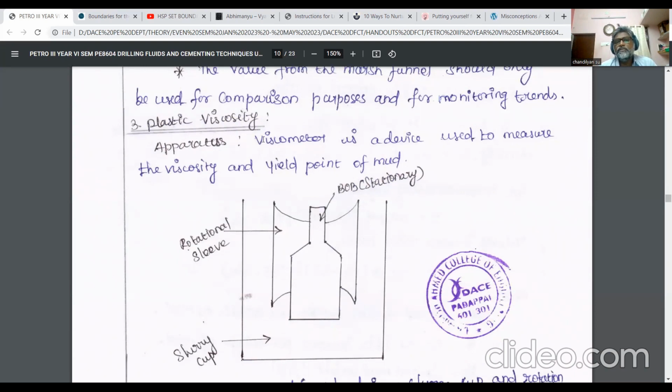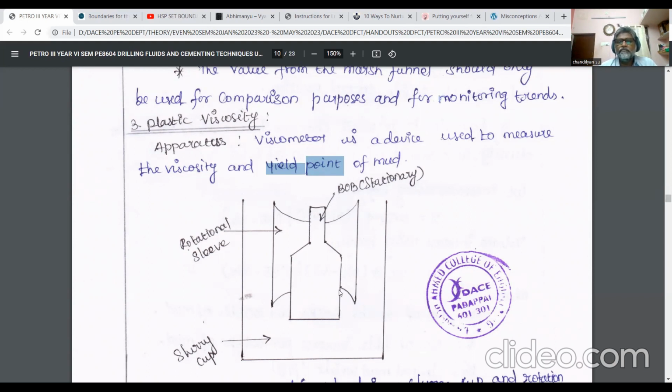A viscometer, especially the Fann VG viscometer, is one of the leading brands. A viscometer is a device used to measure the viscosity and yield point of the fluid. I have to talk about what plastic viscosity and yield point are. I put some contents, pictorial representations and visualizations in the PPT slide. We'll go to the PPT first and then come back here.